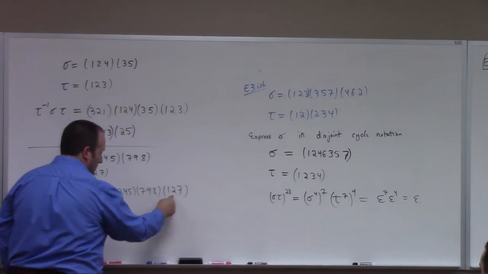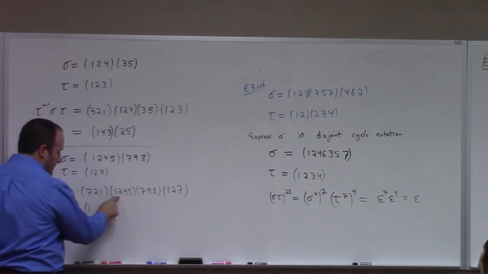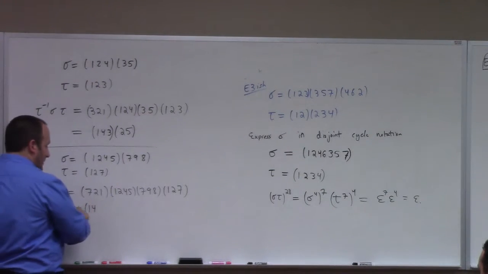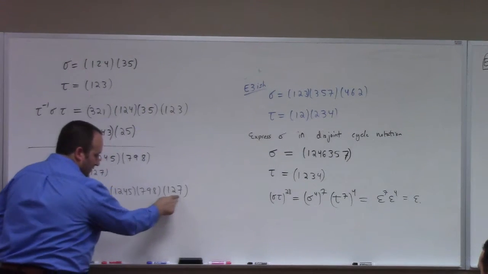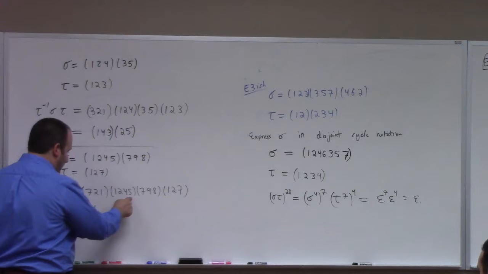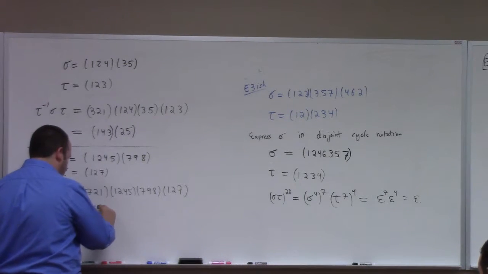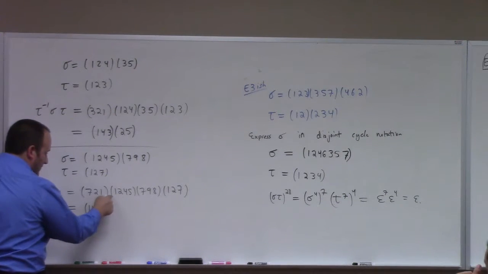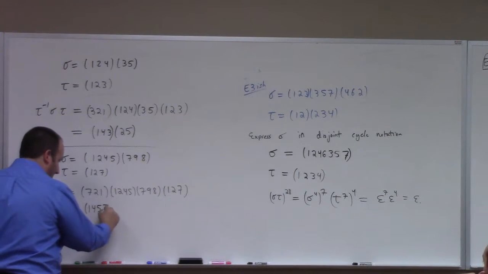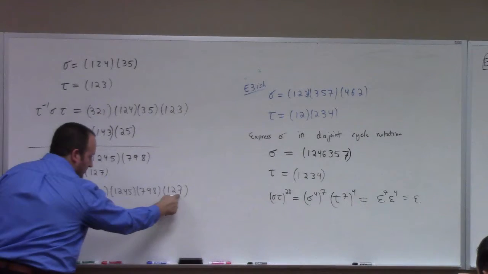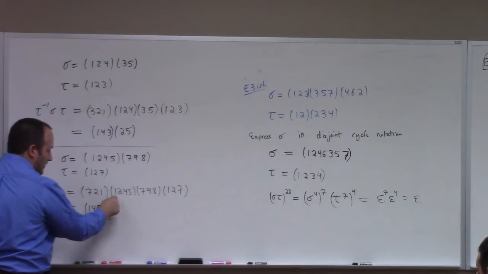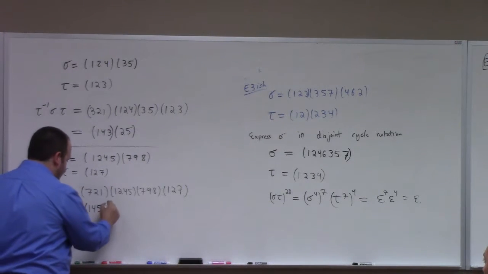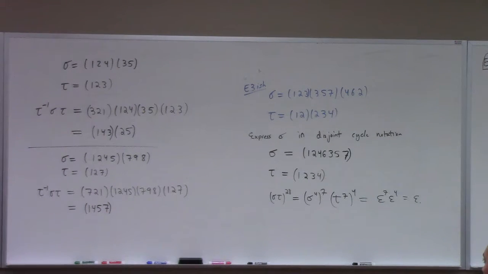1 goes to 2. Goes nowhere. 2 goes to 4. 4 goes nowhere. 4 goes to 5. Goes nowhere. 5 goes nowhere. 5 goes to 1. 1 goes to 7. 7 goes to 1. Goes nowhere. 1 goes to 2. 2 goes to 1. Full circle. Because 7 went back to 1 again.